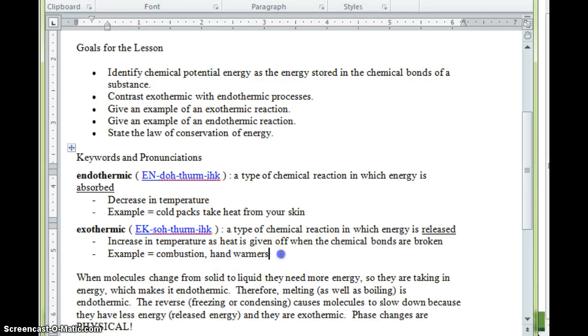So I added hand warmers as an example under exothermic and cold packs under endothermic. And remember, they take heat from your skin. So it feels cold because it's taking heat from your body. Heat can only go from areas of hot to cold, or from when it's warmer to colder. You've got to be careful about that.